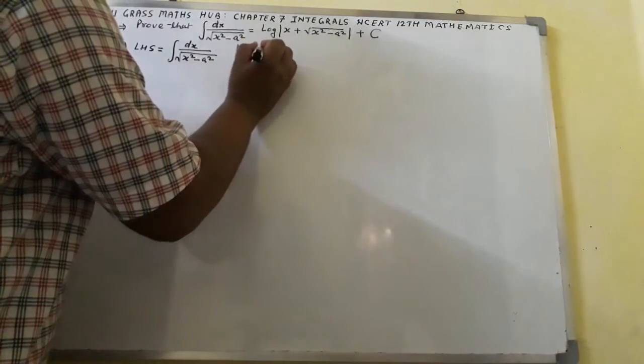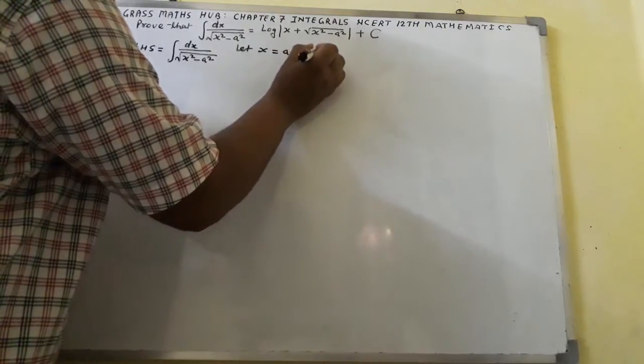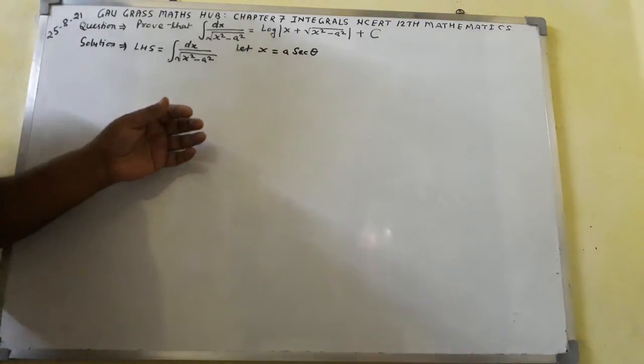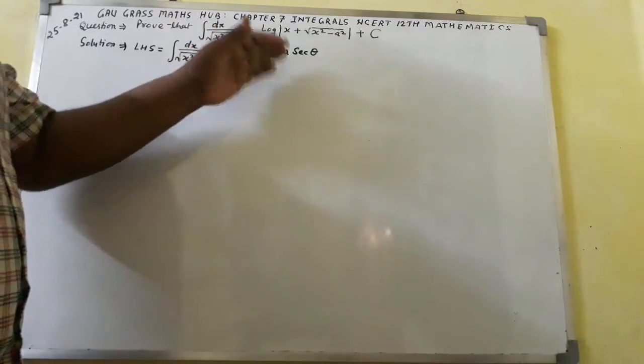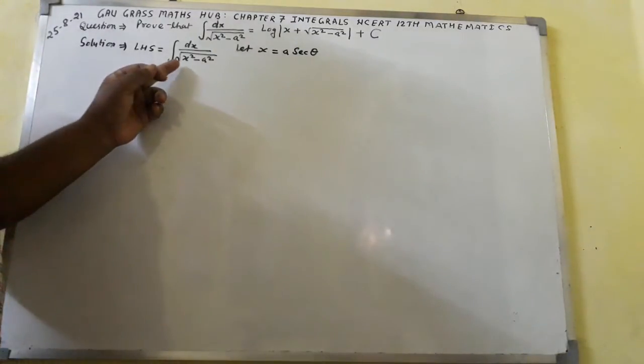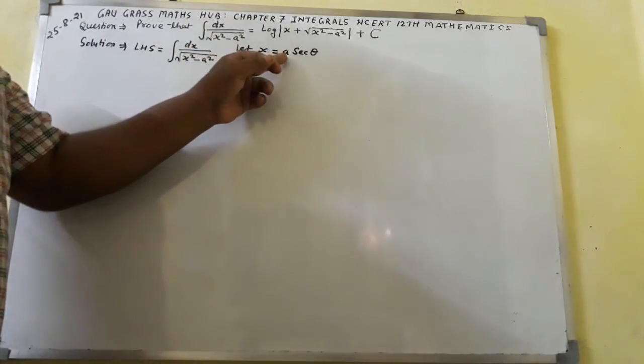What will we do next? Here I shall write: let x equal to a sec theta. You may ask me, how did you let x equal to a sec theta? There is no shortcut, there is no theorem, but you have to remember that when this type of question is in the question paper, you let x equal to a sec theta. Lots of practice is required in order to solve this type of question.